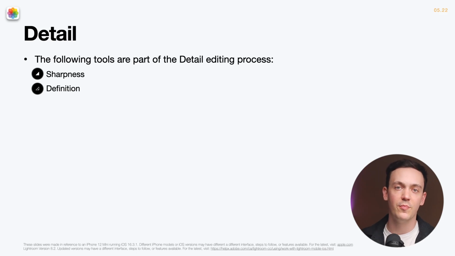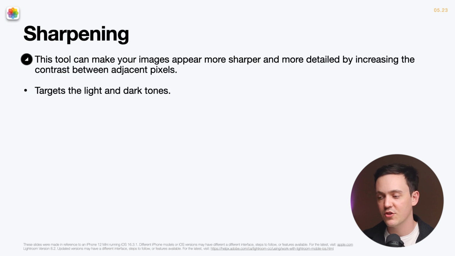The following tools are part of the detail editing process. The first tool that we have at our disposal is sharpening. This tool increases the contrast of adjacent pixels, which are typically the edges or more detailed parts of your image. In doing this, it makes the elements in your image appear more defined and sharper.